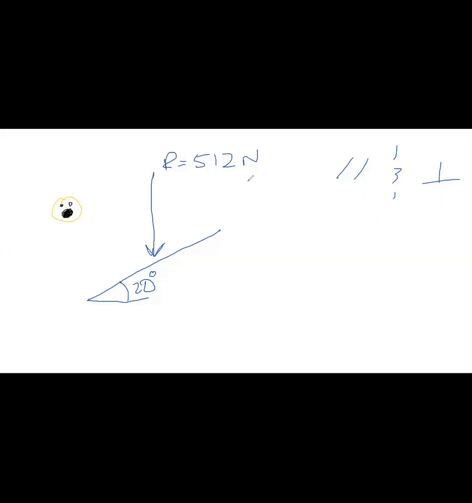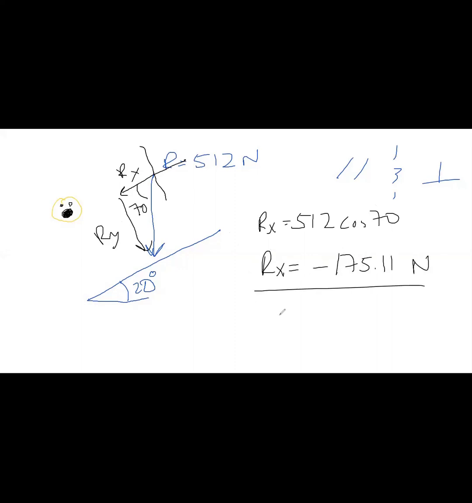All right, so what we got here is our axis parallel and perpendicular. That puts us in the third quadrant. Here's our angle, our X, our Y. This is 70 degrees. So our X is 512 cosine 70, 175.11, and that's going to be negative. And our Y is 512 sine of 70, 481.12 newtons.